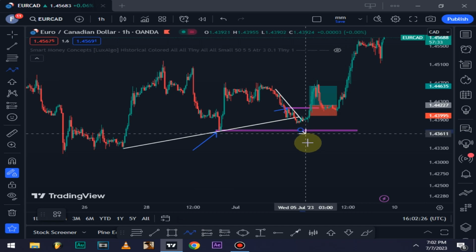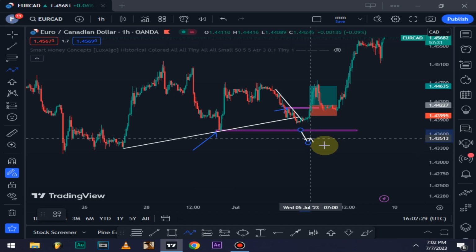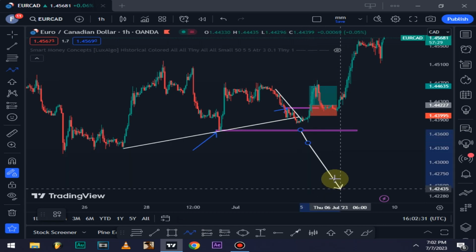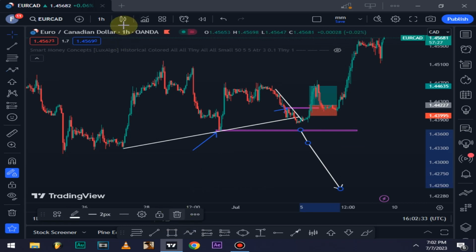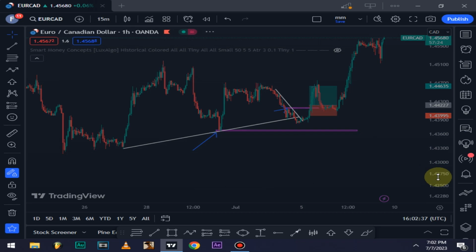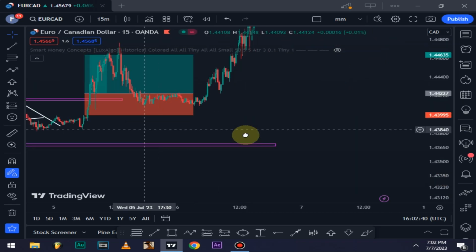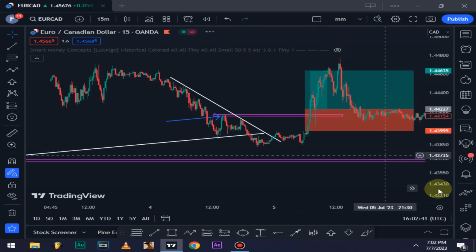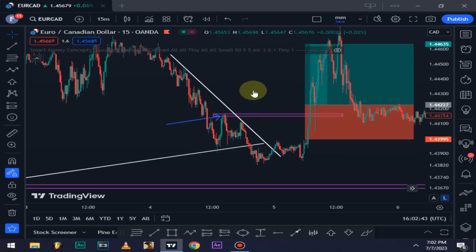So if price broke this joint, I just had to take a sell, then maybe target all the way down. But then that did not happen. So I went to the 15, then identified some zones. Of course, guys, this is the same boring strategy that I've been teaching. I'm not going to change anything anytime soon.